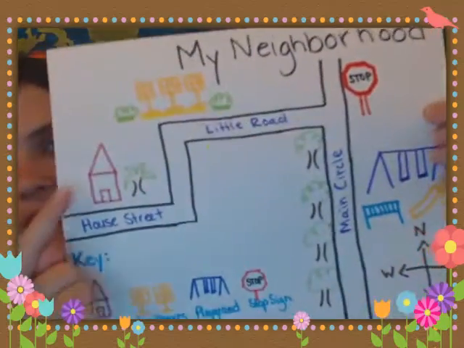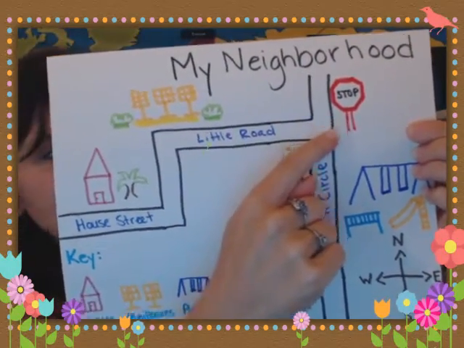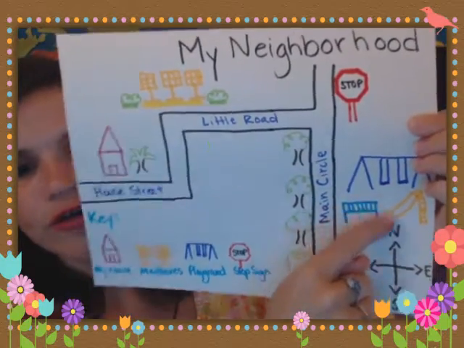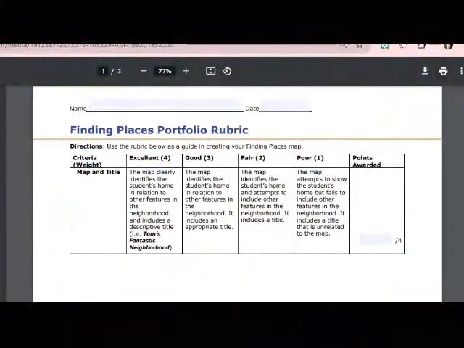So let's look at that map. If I leave my house, I've got to go down House Street, down Little Road, stop at the stop sign, and then turn right down Main Circle to get to the playground. So yes, those directions are correct as well. So once we have all of that finished, remember, always double check when you think you're done with your work, always double check the rubric just to make sure you included everything. So let's look at that rubric together now.